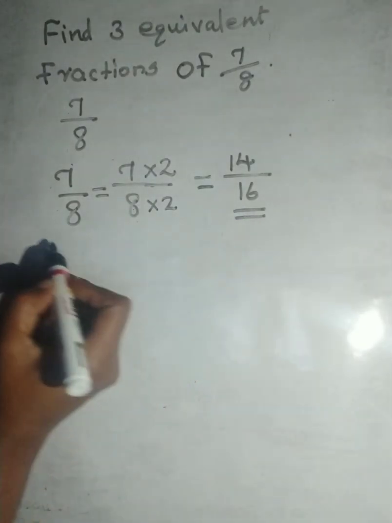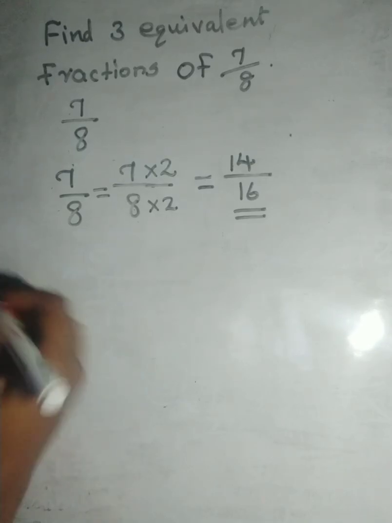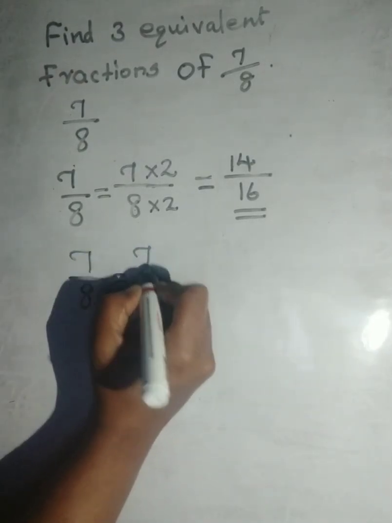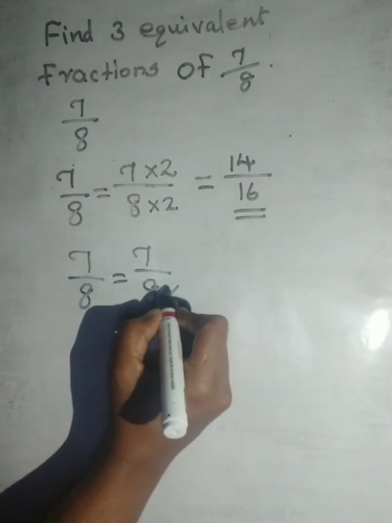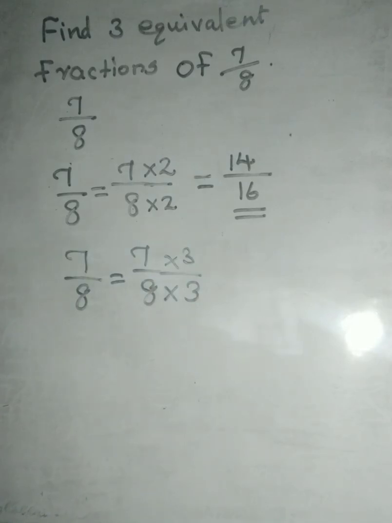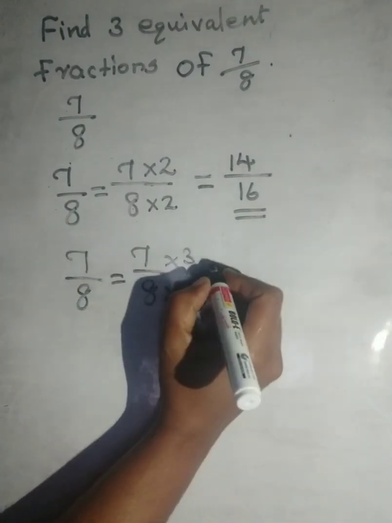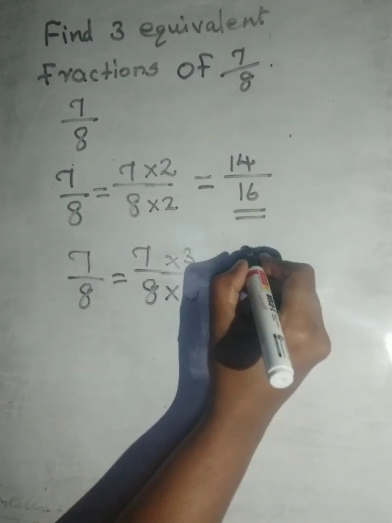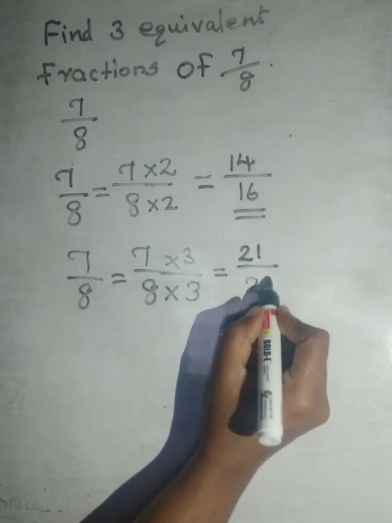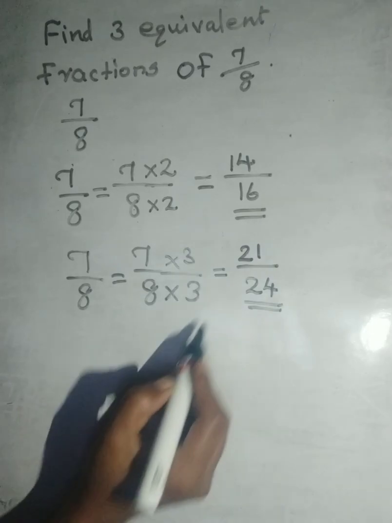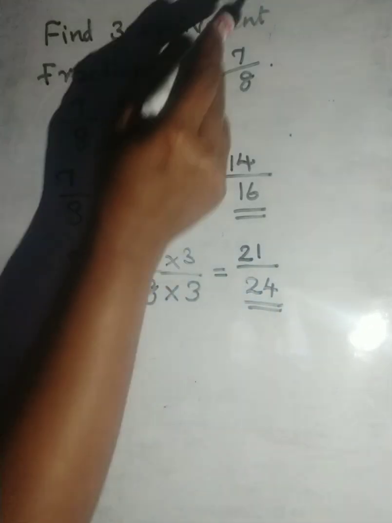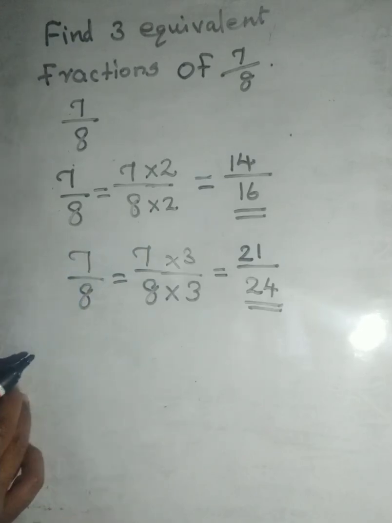That is one example of 7 upon 8. Next example, 7 upon 8 is equal to, we can multiply 7 and 8 by 3. 7 times 3 is 21 and 8 3s are 24. So we can say 21 upon 24 is another equivalent fraction of 7 upon 8.